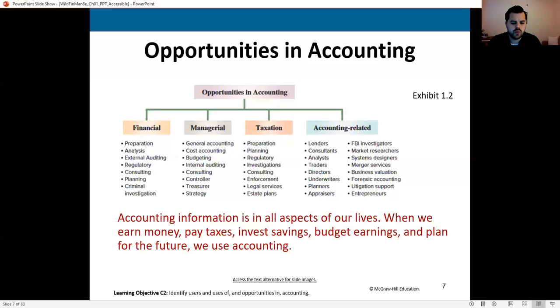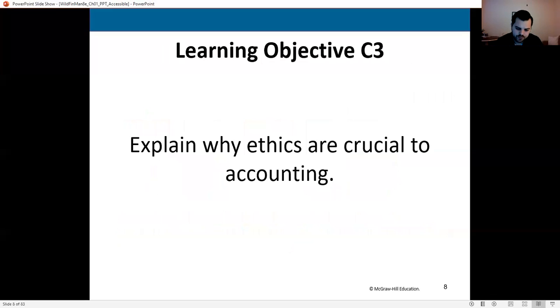As you move into more of your supervisory and managerial roles within your organization, you're going to be faced with a lot more accounting related issues. And unless you have a solid basis in this stuff, it's going to be very difficult to make informed decisions. So we want to make sure we take this course very seriously and we really understand the roots of what this course is trying to teach us. So here we see this is, of course, going to be dealing with accounting when we earn money, pay taxes, invest savings, budget earnings, and plan. Of course, all of these things are things we can do with accounting.